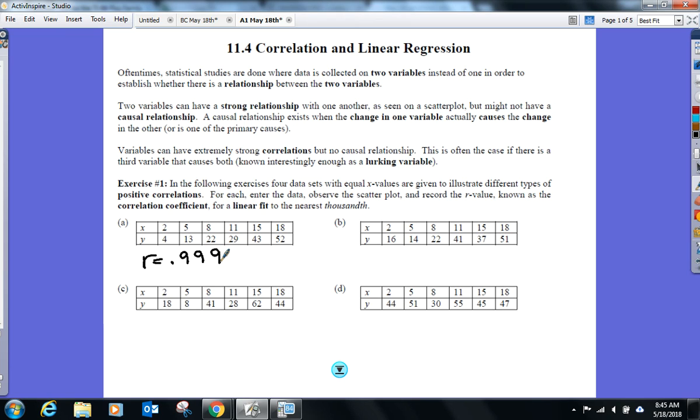Now let me start telling you what this R value means. The R value ranges from -1 to +1. The closer it is to 1, the stronger the positive correlation. The closer it is to -1, the stronger the negative correlation. So is this a pretty strong correlation? 0.999. Is that pretty close to 1? I think so. So we'd say this has a strong positive correlation.